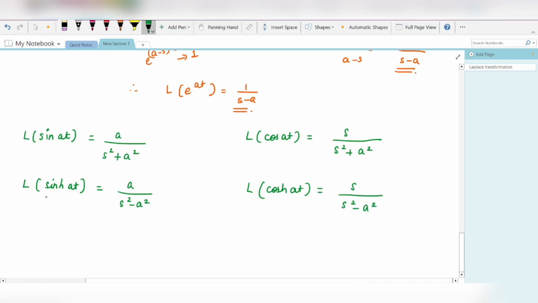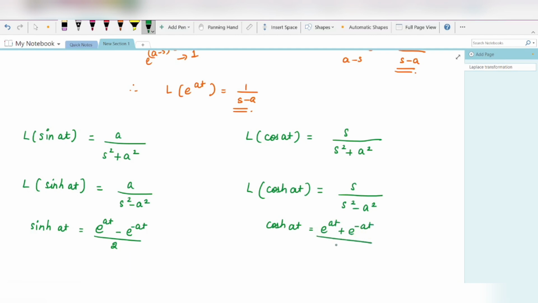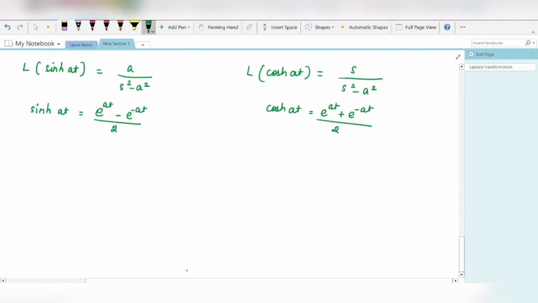Now, to evaluate the Laplace transformation of sine hyperbolic at, we can remember simply that sinh at will be equal to (e raised to at minus e raised to minus at) by 2, and cosh at will be equal to (e raised to at plus e raised to minus at) by 2. All right, and we can evaluate the Laplace transformation then. So these are the Laplace transformations of a few known functions. If you want me to find the Laplace transformations of these functions, you can let me know. I will solve them for you.